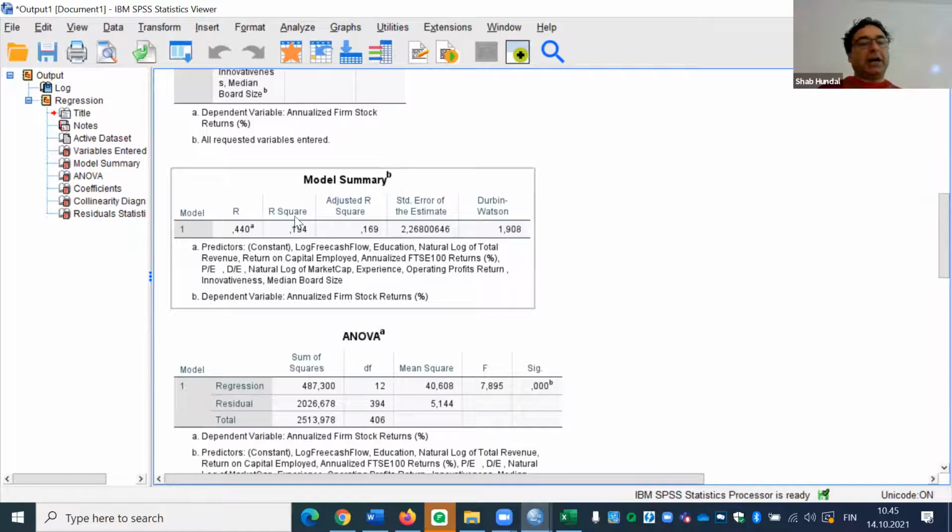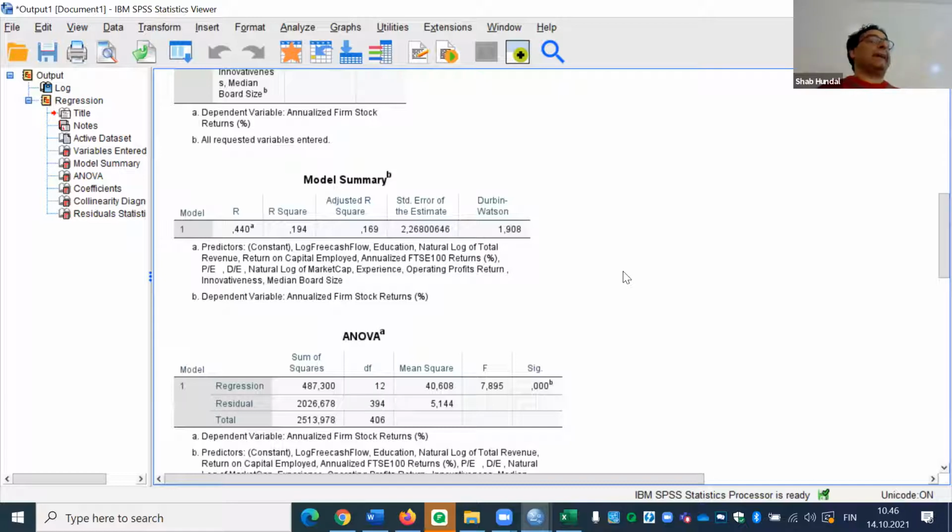There is something called R square here. Can you see R square? R square means all the combined independent variables. Remember, we have several independent variables. Count how many. We start with the natural log of free cash flow, then natural log of revenue, then we pick up operating profit ratio, return on capital, board of directors, and so many. I would say we have more than 10 independent variables. And what are they doing?